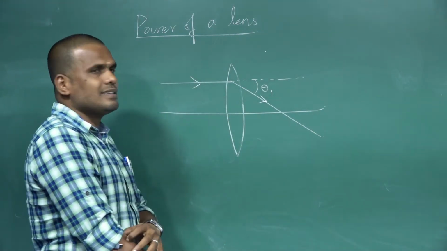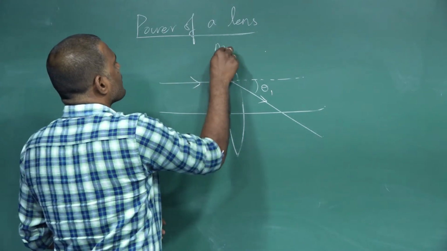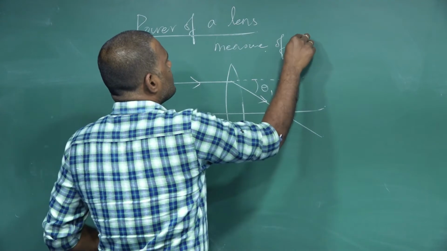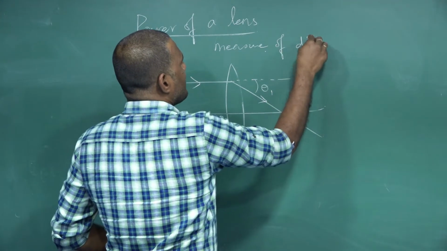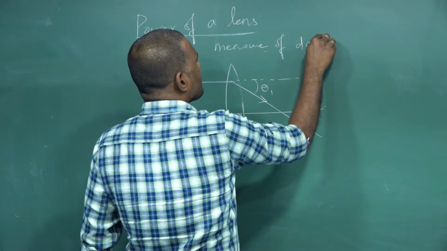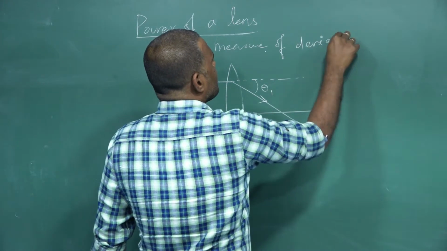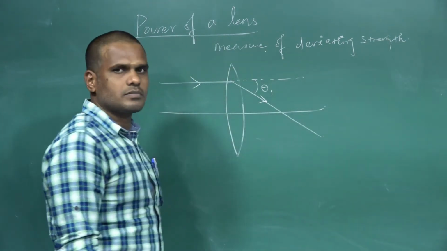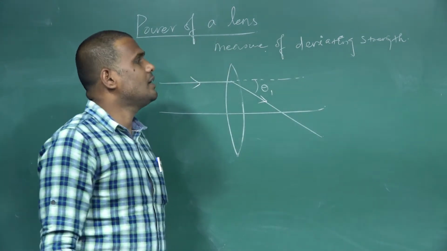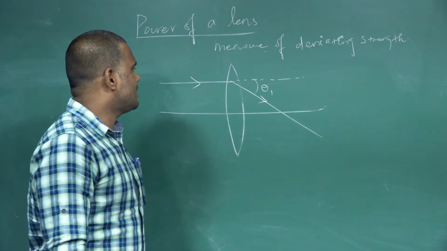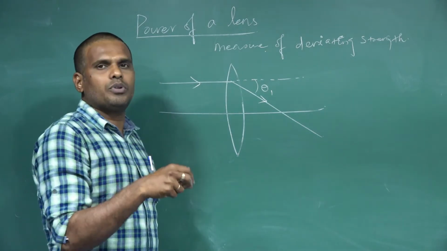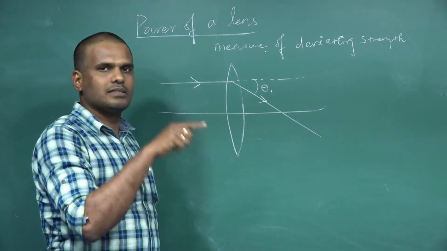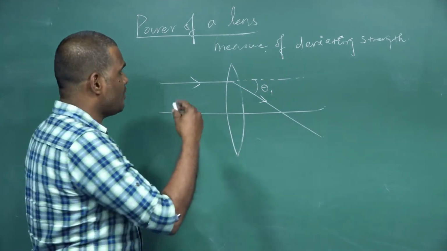So we can say the power of a lens is the measure of deviation, or the deviating strength, you can simply say. Measure of the deviating strength of the lens. So the power of the lens is the measure of the deviating strength of the lens. That is, it is the amount or degree of deviation produced by the lens when light radiation is made to pass through it. This is called the power of the lens.